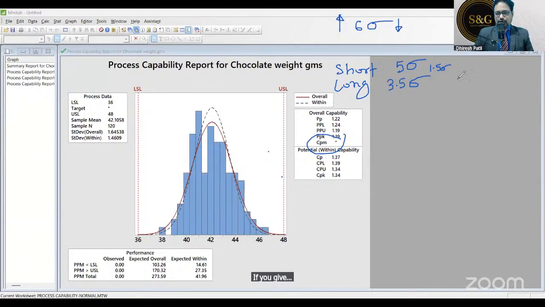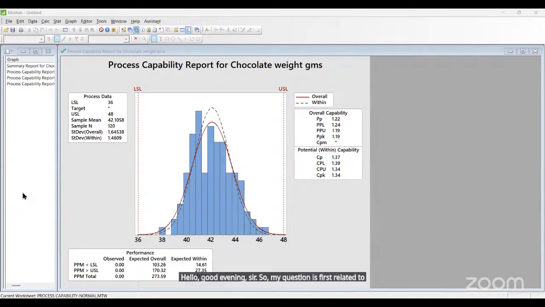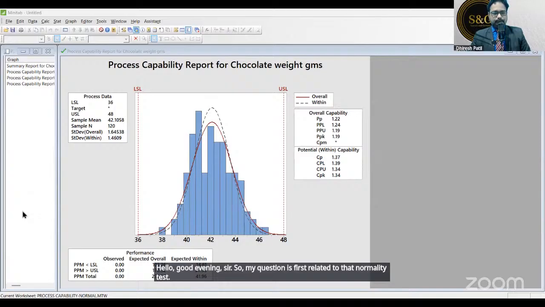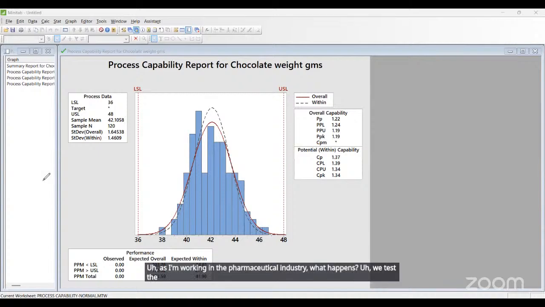Please, Pawan ji, you can just unmute and ask the question, please. Hello, good evening, sir. Yes, go ahead. Sir, my question is first related to the normality test. As I am working in the pharmaceutical industry, we test the finished product, meaning the drug.